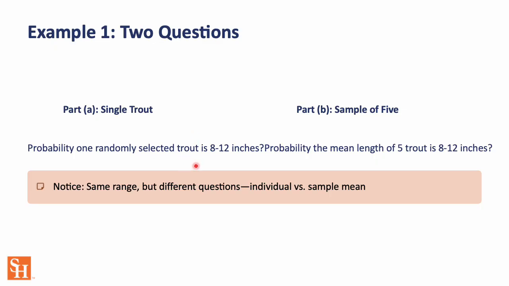For the first one, we want to find the probability that the individual length of a trout fish will fall between 8 and 12 inches. And for the second problem, what is our problem here? What is the probability that the mean length of 5 trout will fall between 8 and 12 inches? So for the first one, we are dealing with an individual trout fish, and for the second problem, we are dealing with a sample of 5 trout.